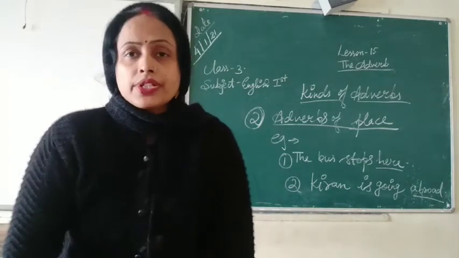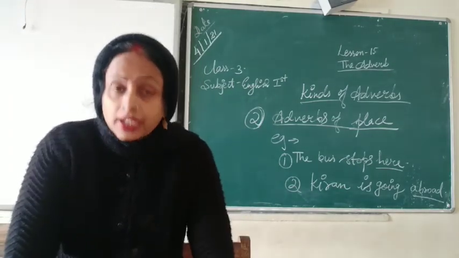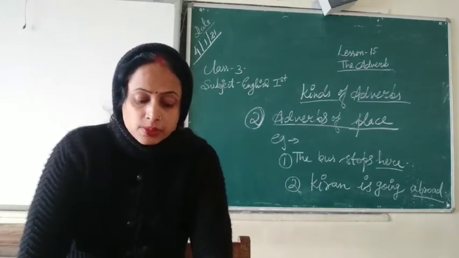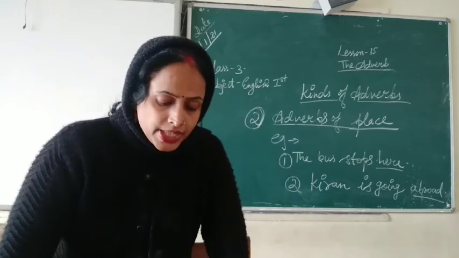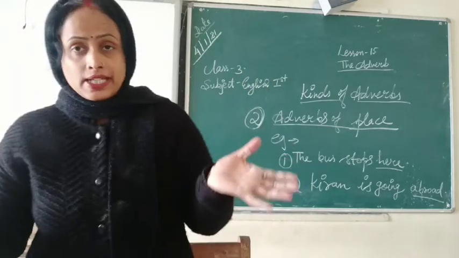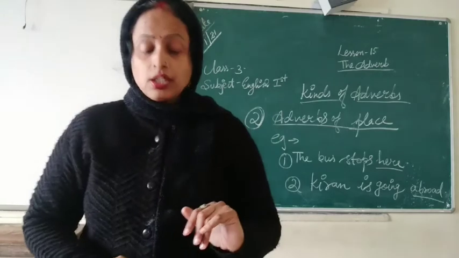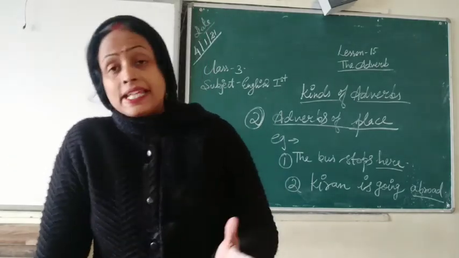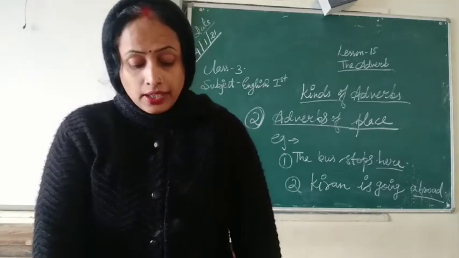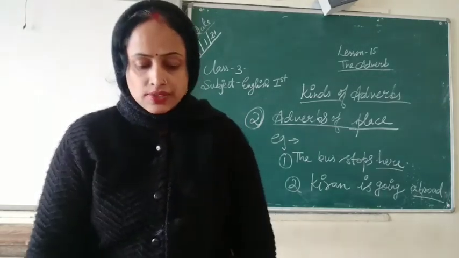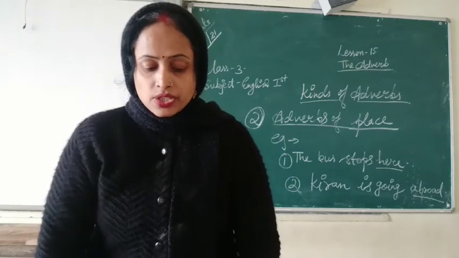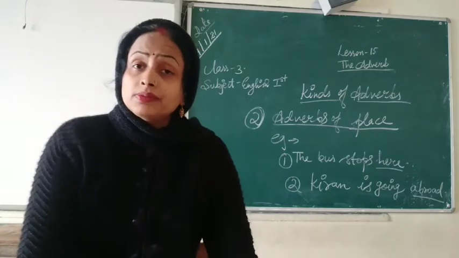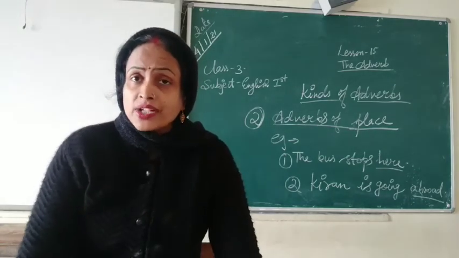Some more examples I will tell you. Suppose the bus stops here. They live there. She could not find her purse anywhere. Children are making a noise outside. Kiran is going abroad. So this outside, anywhere, there, here, abroad, these words tell us about where the actions happen. It tells us about where the action happens.